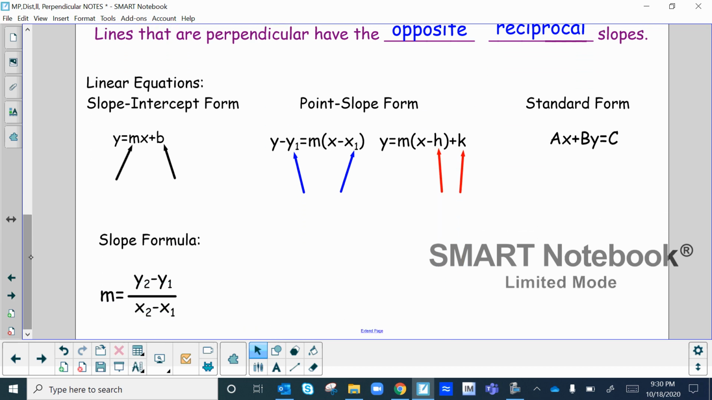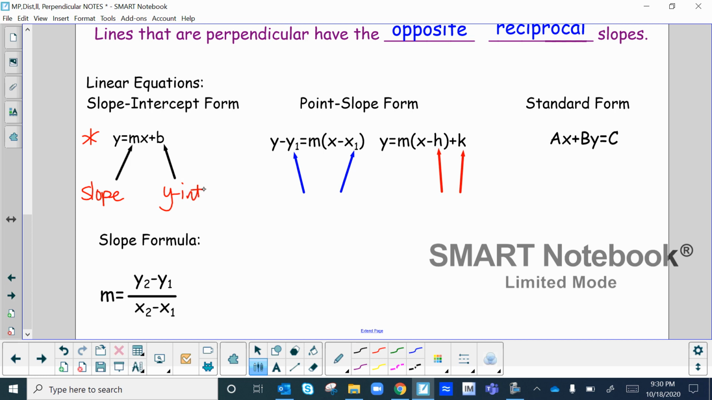So some equations that we're going to use, to review algebra. We're going to use the slope-intercept form of an equation, which is this first one right here. This is y equals mx plus b. A reminder, like I said earlier, that m is your slope and b is going to be your y-intercept.